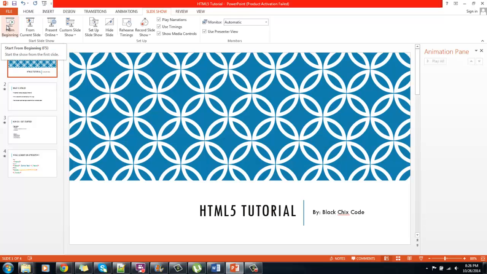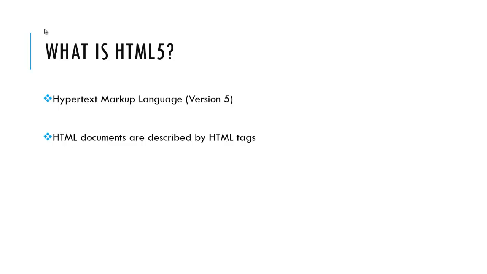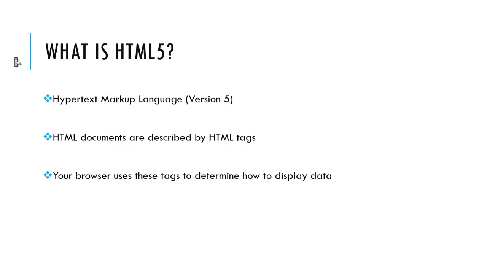Alright guys, I hope you're ready to get started. Welcome to the HTML5 tutorial. What is HTML? HTML is a markup language for describing web documents. It stands for Hypertext Markup Language, and we're working with version 5. A markup language is a language with a set of markup tags. Each HTML document is described by HTML tags, and your browser uses these tags to determine how to display data.